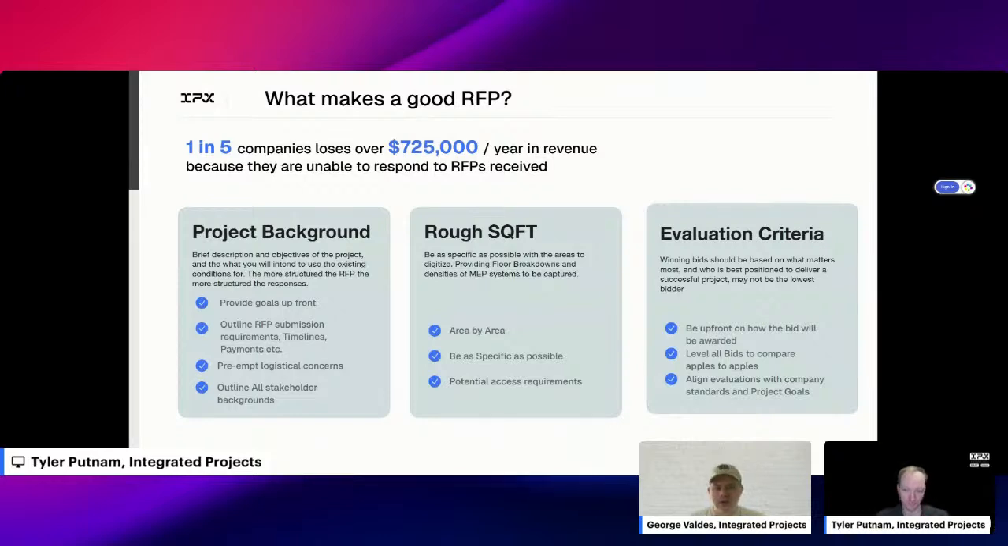So project background is one thing. The rough area square footage is really important, even down to certain areas and potential scopes. As an example, a bad RFP might just say, here's an address of a building, and we want to do the third floor, second floor, and there's no mention about area.